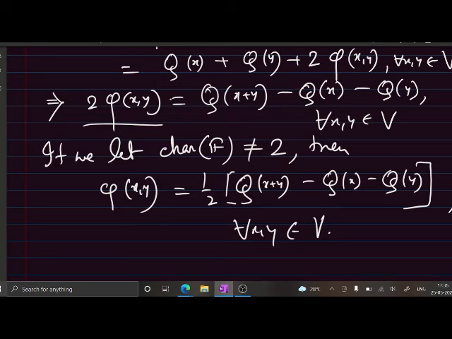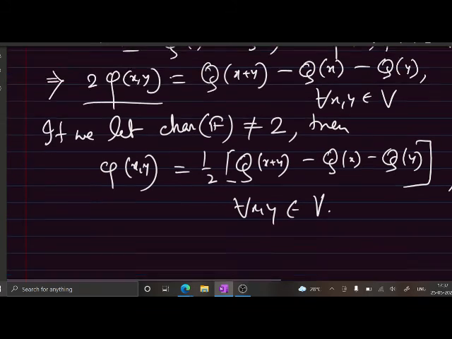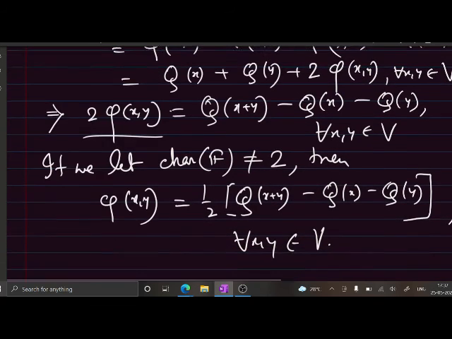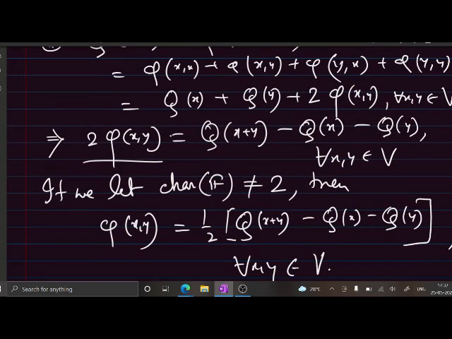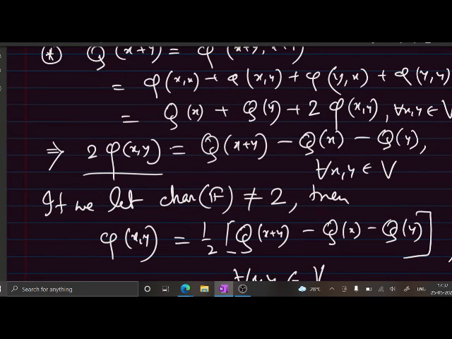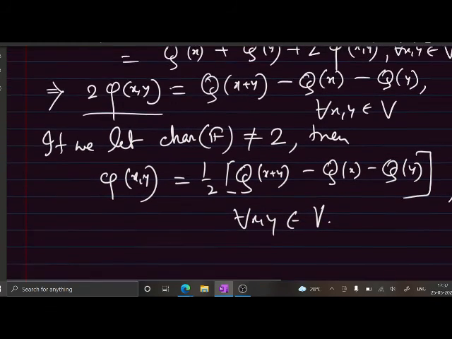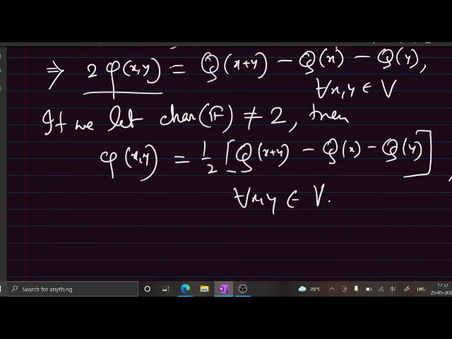Not only that, if the characteristic of F is 2, then what will happen to q? For any x, suppose you take q(x+x), then that will be 2q(x), but that will be 0. So the quadratic form will become the 0 map.